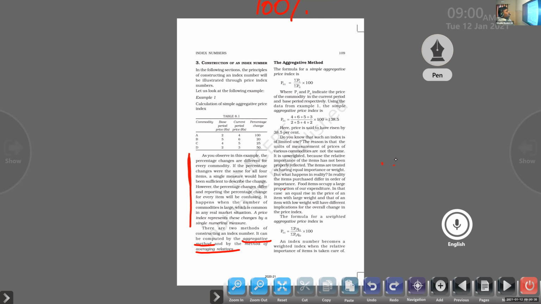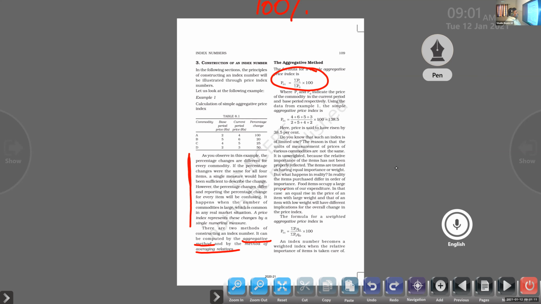The formula for the simple aggregative price index is P01 equals sigma P1 divided by sigma P0, into 100. I already told you the method to find the percentage. Here P1 and P0 indicate the price of the commodity in the current period and the base period respectively. So P1 is the current period and P0 is the base period value.